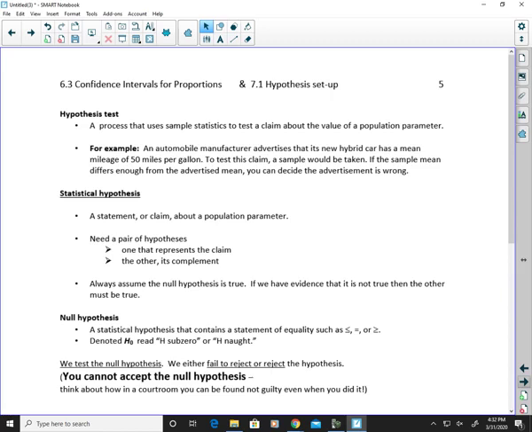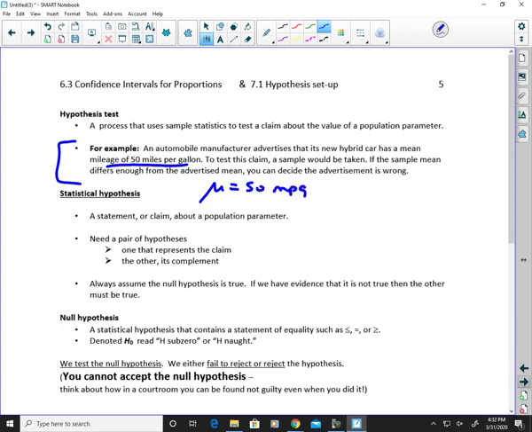So, for example, we have an automobile manufacturer and they advertise a new hybrid car and they say that it has a mean mileage of 50 miles per gallon. They're saying that the mean is 50 miles per gallon. To test this claim, a sample would be taken, and if the sample mean differs enough from the advertised mean, you would say that the advertisement was wrong. So I would be looking at, they said it was 50. I would be wondering, maybe is it not 50 in this situation?